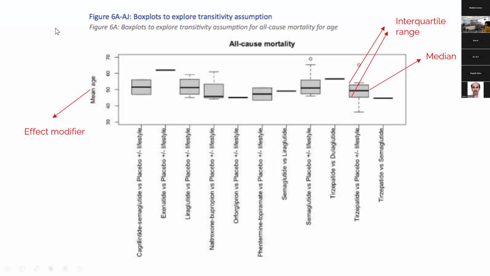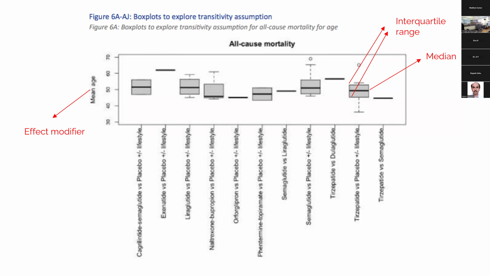But if the studies are all very different, you can definitely say that transitivity is lost. Now, these authors have also given these box plots to look at the transitivity assumption. So, for example, this is called an effect modifier. They feel that age can change your all-cause mortality. So, they have gone back and looked at all the ages in these studies, and they have plotted the age as a median and an interquartile range. This is called a box plot.